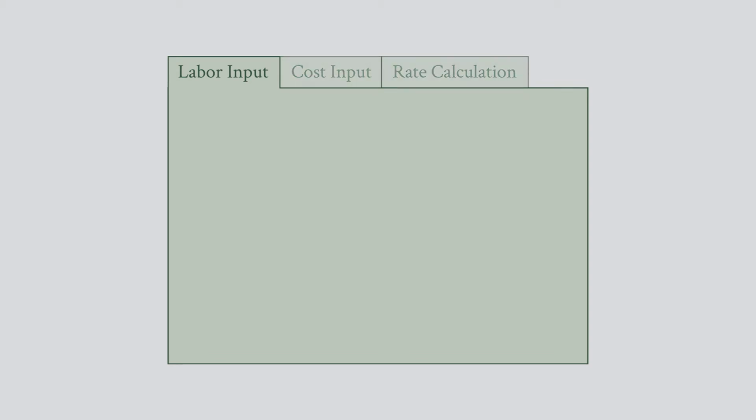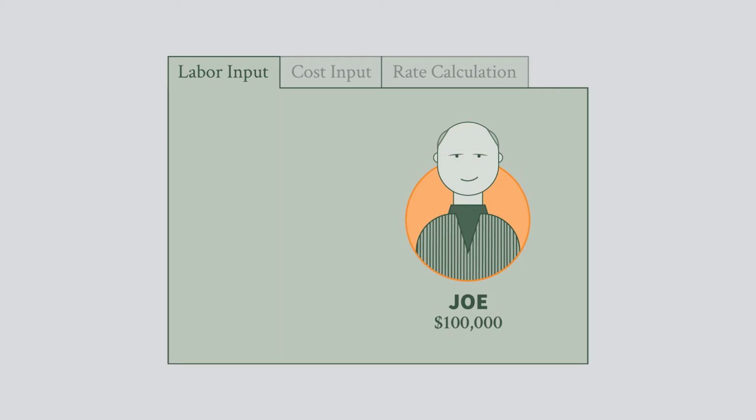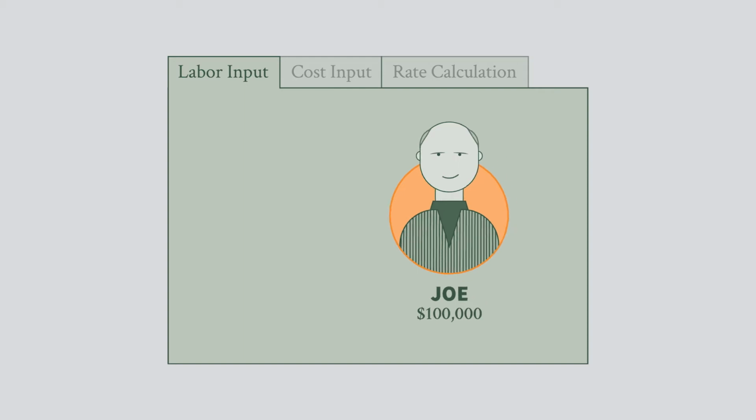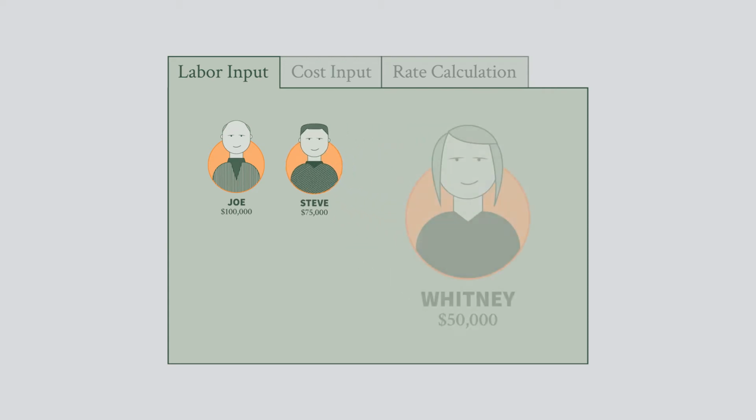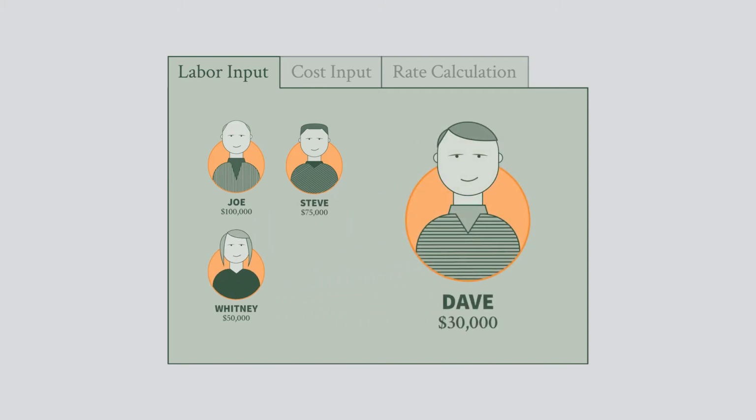In the first tab, you've got your people. So I'm Joe, the principal investigator. I want to pay myself $100,000 a year when we get the award because I think that's a reasonable amount to pay myself. That's what the market drives. Steve, my right arm, $75,000 a year. I've got Whitney and Dave, who are going to help me doing some technician type stuff, making $50,000 and $30,000 a year.